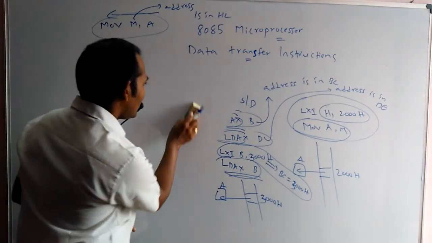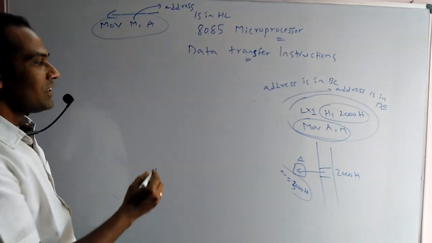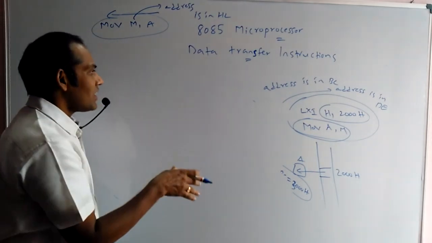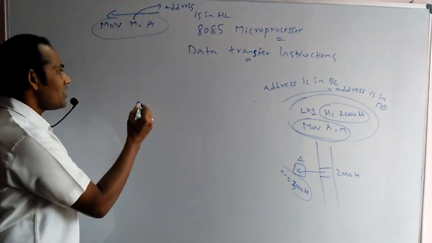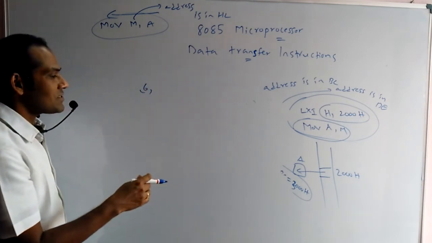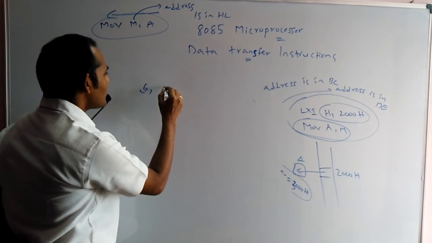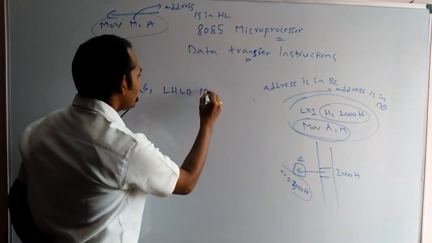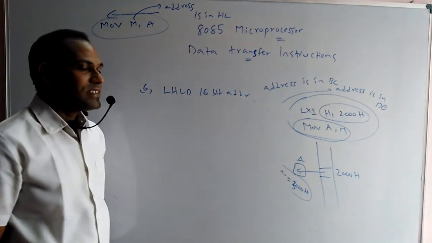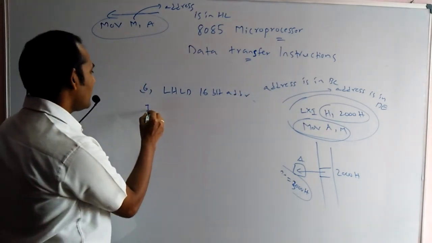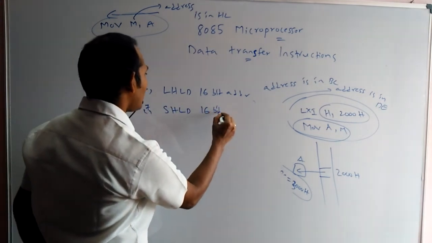Now once again we'll see the different instructions I have explained in this lecture. In the previous lecture, I explained 5 data transfer instructions. This is a continuation of that. The instructions discussed in this lecture are LHLD with a 16-bit address and SHLD with a 16-bit address.